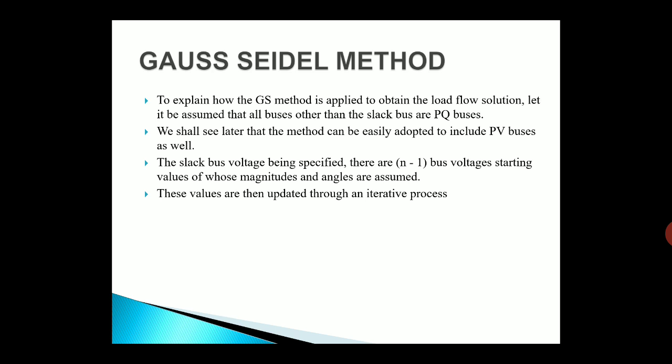Now, the slack bus being specified, there are n-1 bus voltage starting values whose magnitudes and angles are to be assumed. Let's say there are n buses, and one bus is the slack bus. The slack bus is where the voltage and angle are specified, but P and Q are not. The other buses number n-1. If we assume they are PQ buses, then P and Q are specified, but V and delta are not. So we have to assume those values of V and delta: n-1 values of V and delta, which are then updated through the iterative process.